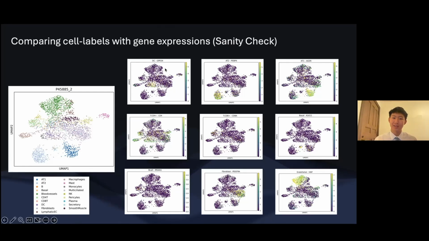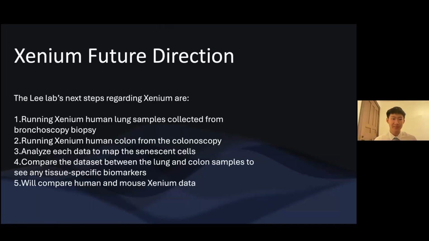We broke down each cell type and studied its gene expression with UMAP. We were able to see that each cell type was pretty clustered and the specific cell types were expressing the right genes, which showed that the Xenium was categorizing each cell by its correct cell type.